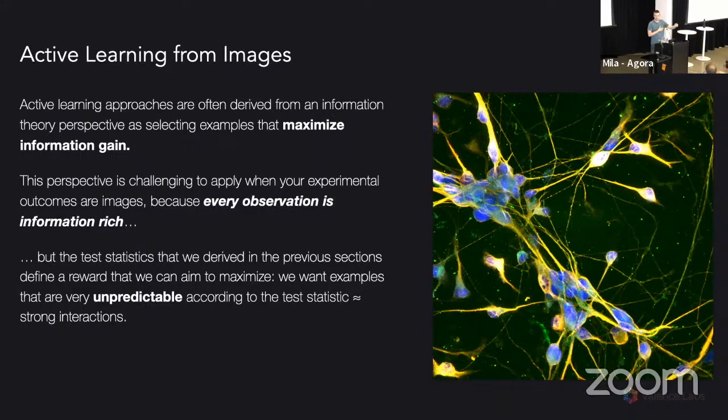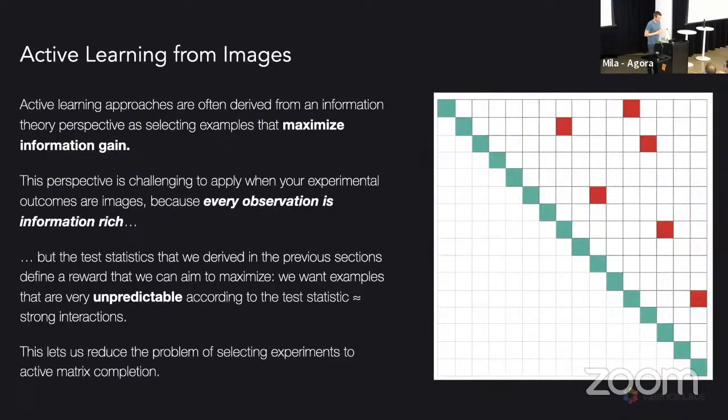I don't know. I'm just seeing a double knockout which has a small change in morphology. So even defining what it means to be an interaction is not obvious, but we've just done a whole bunch of work to define that, right? As a result, we've got a set of test statistics that in some sense define a reward that we can aim to maximize. We want to find places where things interact. And these will be the things that are unpredictable according to our test statistic, okay?